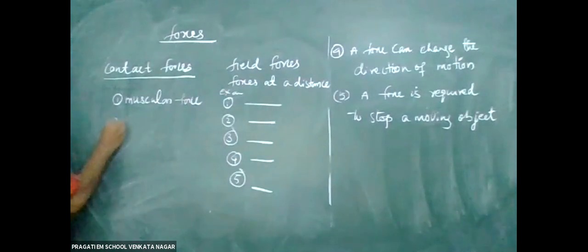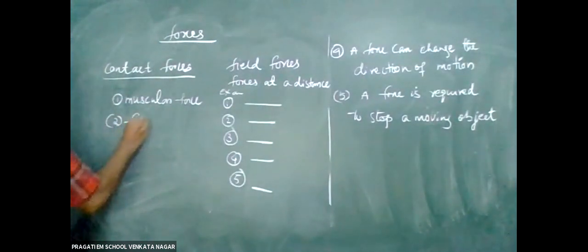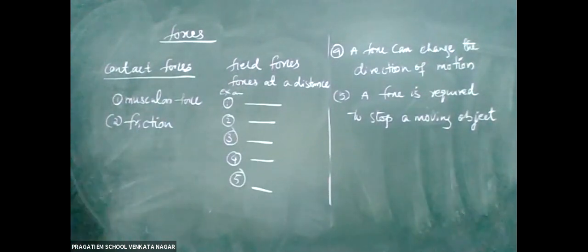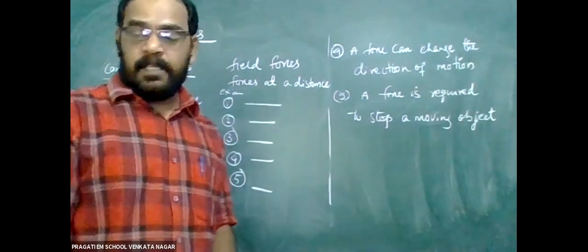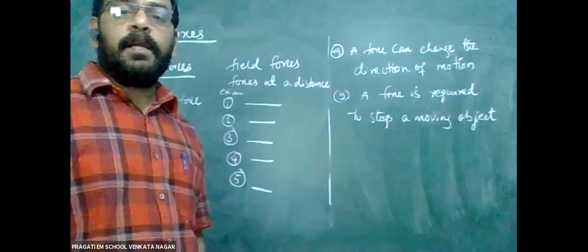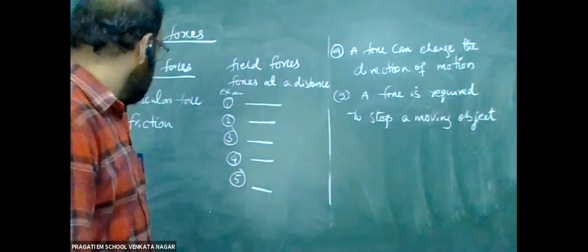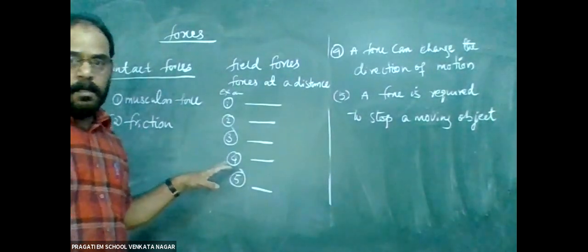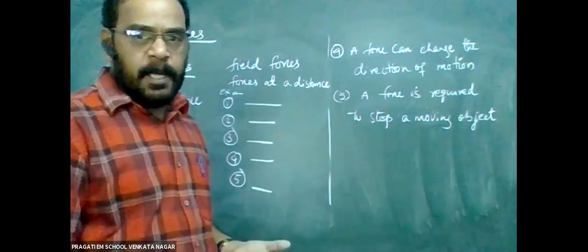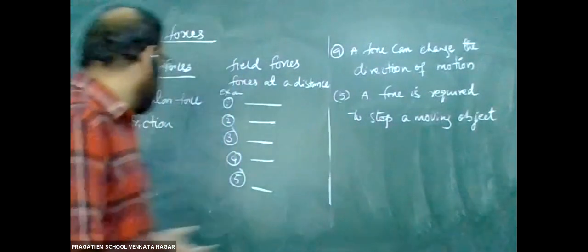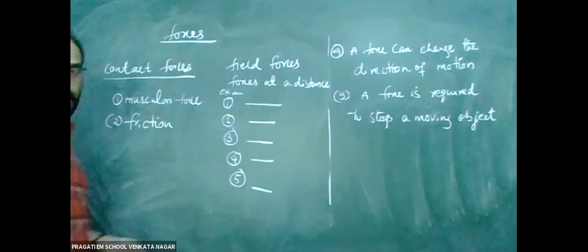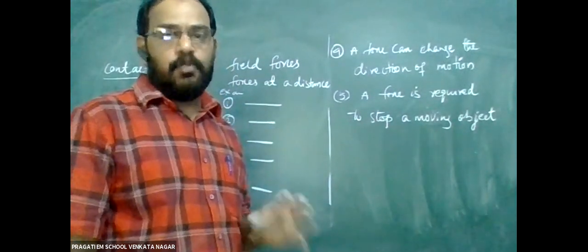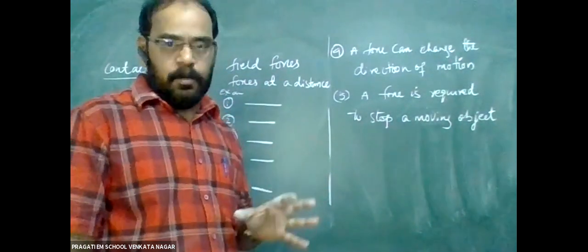And the second one we studied yesterday is frictional force, or simply friction. Friction is also a contact force. Friction happens only when 2 objects are in contact. So do you remember the definition of friction? Friction is the force which opposes the relative motion of 2 objects. It is an opposing force.